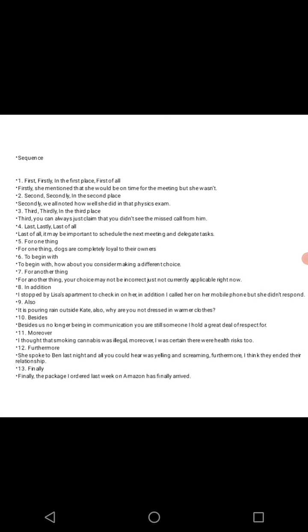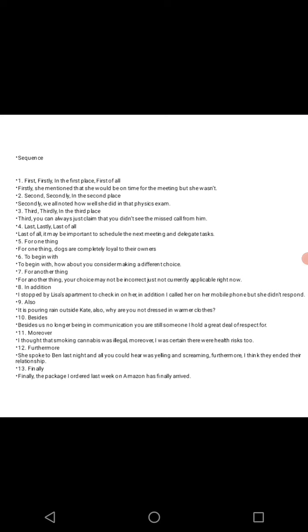Seven is "for another thing," and their example is "for another thing, your choice may not be incorrect, just not currently applicable right now." Eight is "in addition," and their example is "I stopped by Lisa's apartment to check in on her. In addition, I called her on her mobile phone, but she did not respond."